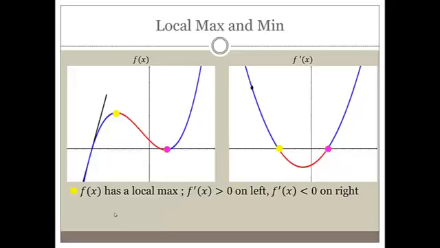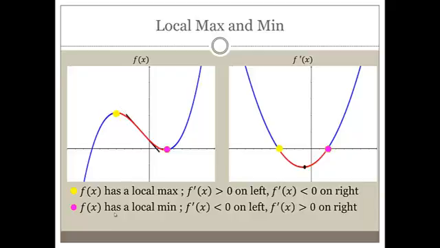In the case where f of x has a local maximum, then our function is increasing before our local maximum and decreasing after, which means that the derivative is positive on the left of our critical point and negative on the right. On the other hand, when f of x has a local min, then our function is decreasing before the critical point and increasing after the critical point, which means that the derivative is negative to the left of our critical point and positive on the right of our critical point.